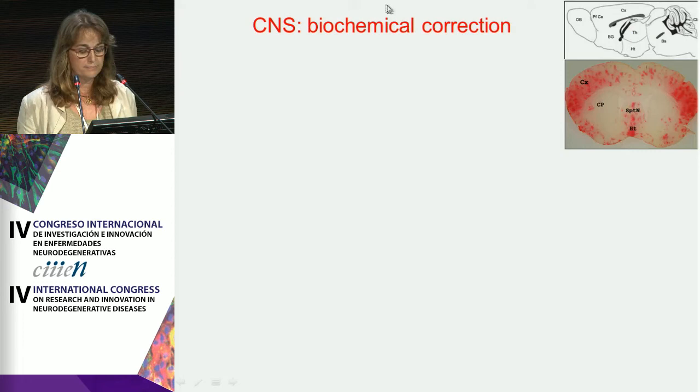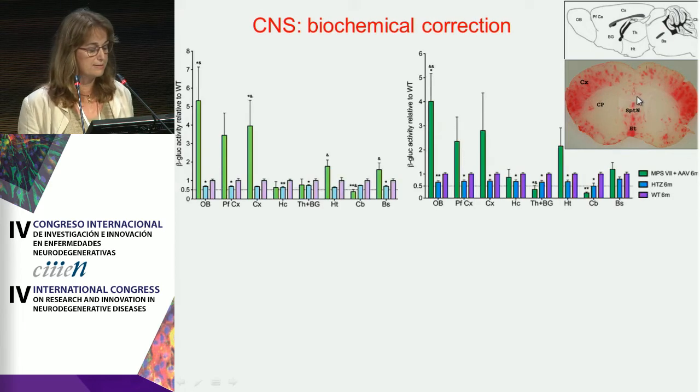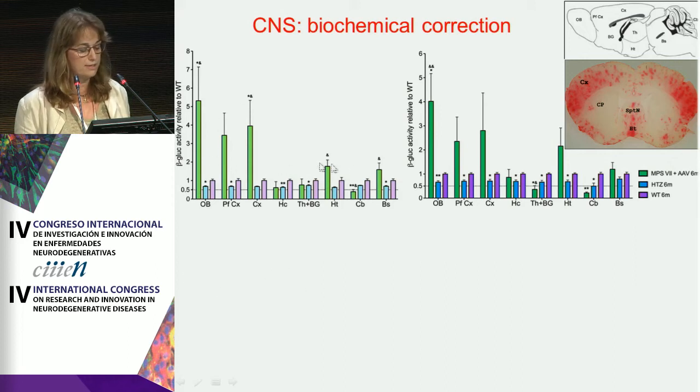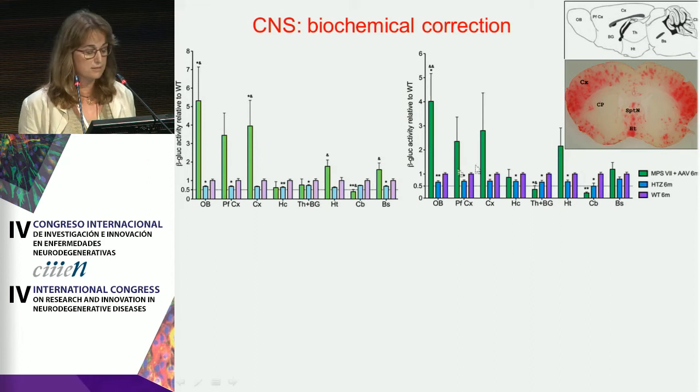When we analyze the central nervous system, here we could see again the enzymatic activity in the brain. Remember that we injected the virus into the lumbar area, so it goes into the CSF and is able to infect a high percentage of neurons in the cortex and also in other structures in the central nervous system. And we analyzed the different structures in the brain for beta-glucuronidase activity, and in most of the areas we could detect supraphysiological levels of the enzyme, except in the cerebellum.